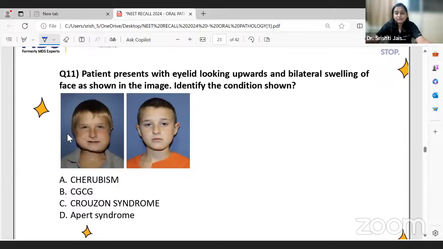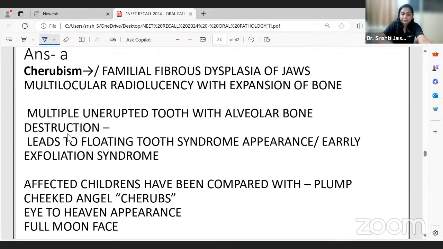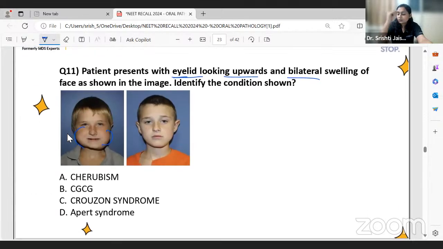Now, this is clear just by looking, as we have discussed this many times. Okay. What is this? Okay, cherub face. Okay, so the answer, we don't even have to see the question. There is a presence of bilateral swelling in which there is eyelid looking upward, that is eye turned heaven appearance. Okay, eye to heaven appearance. So the answer here is cherubism.